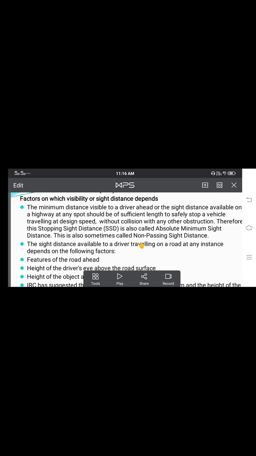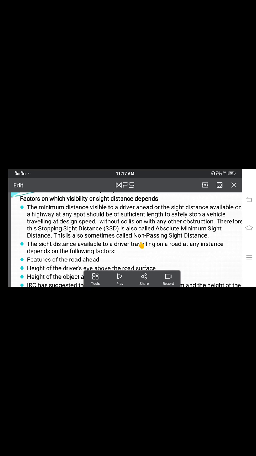Means you are moving with your vehicle here. If there is a bus stand, or any stop, that spot should be visible to the driver in such a way that he can stop the vehicle at that point. For that, whenever the driver needs to apply the brake, the vehicle will not stop immediately, isn't it? The vehicle will not stop immediately.